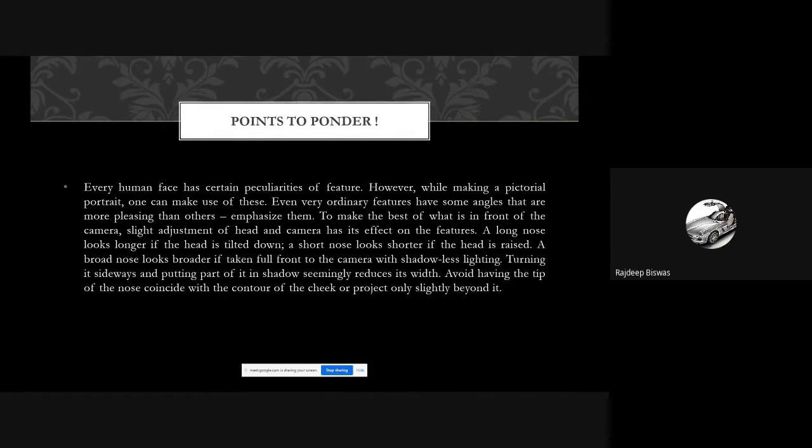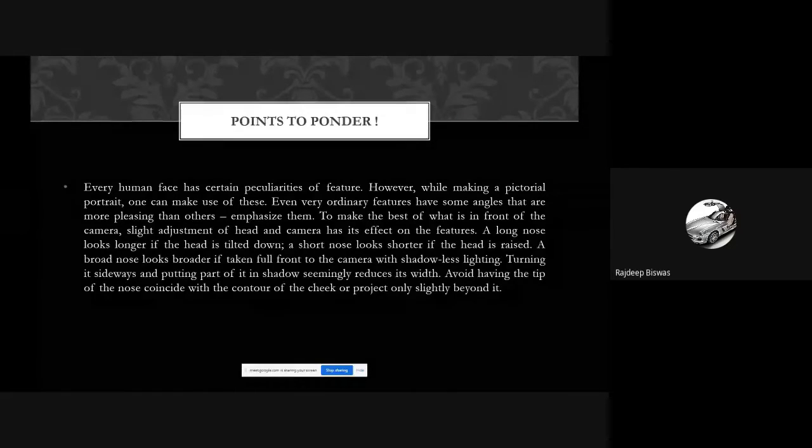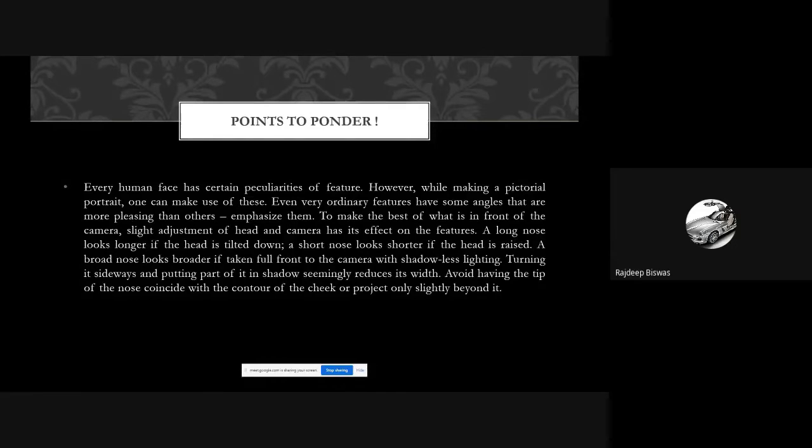A long nose. Now, I'm going to read this. Just try to visualize. If needed, close your eyes and visualize. A long nose. A person with a long nose looks longer if the head is tilted down. You're pointing the camera at a person with a long nose, okay? And the head is tilted down, the nose looks long. A short nose looks shorter if the head is raised. So remember, these small adjustments do wonders to your portraits.